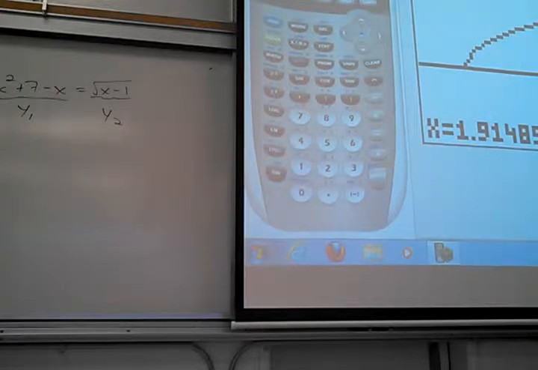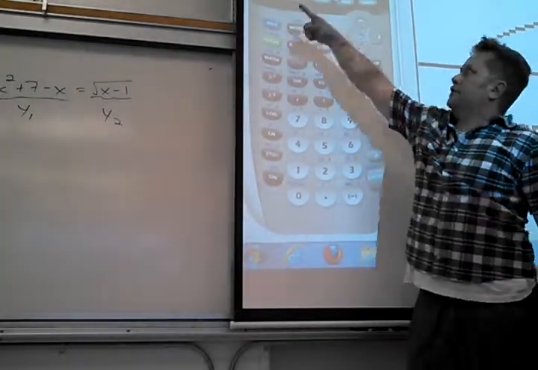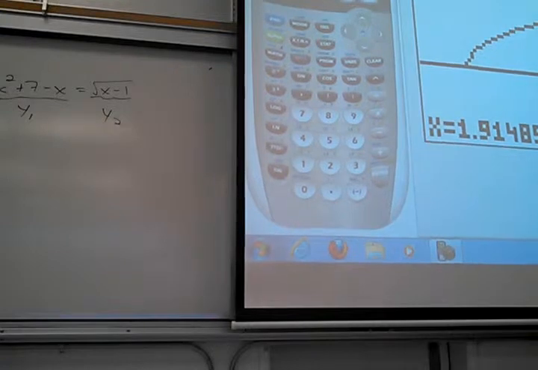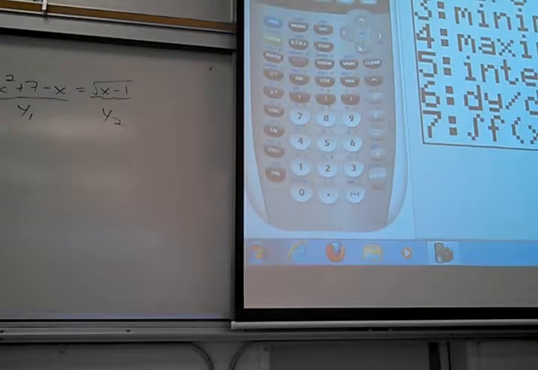Now, how do I find this intersection? Where do you think I go? All my stuff to do graphical analysis is under calc up here. This is all graph stuff. So I want to calculate something on my graph. So go second, trace, and then incredibly enough, it's the intersect.